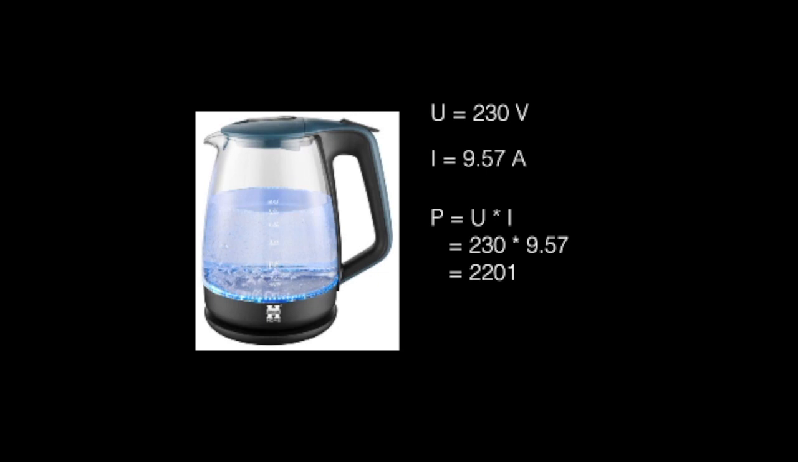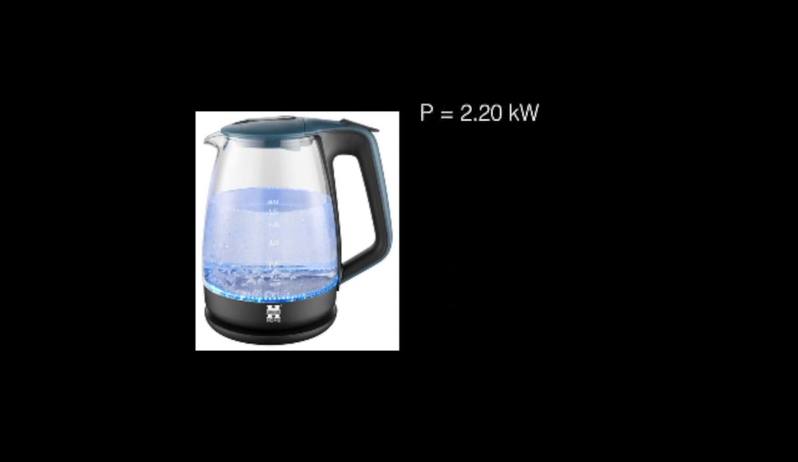When calculating, we will see how much the power of the water cooker is. In this case, it's 2200 watts, which is the same as 2.2 kilowatts. Now we know the power of the water cooker.